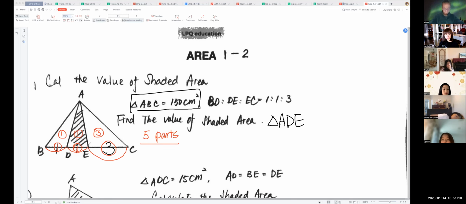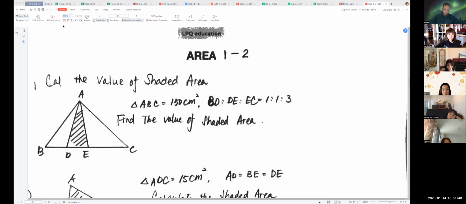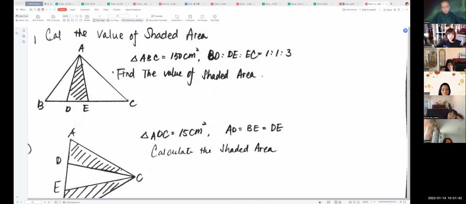Okay, so in order to calculate the shaded area, it is 1 part. So 5 parts equals 150 centimeters squared. So 1 part equals what? Equals 150 divided by 5, which is 30 centimeters squared. And the same thing if I want to calculate ACE, that is 30 times 3, because that's 3 parts, equals 90 centimeters squared. Understand, everybody?